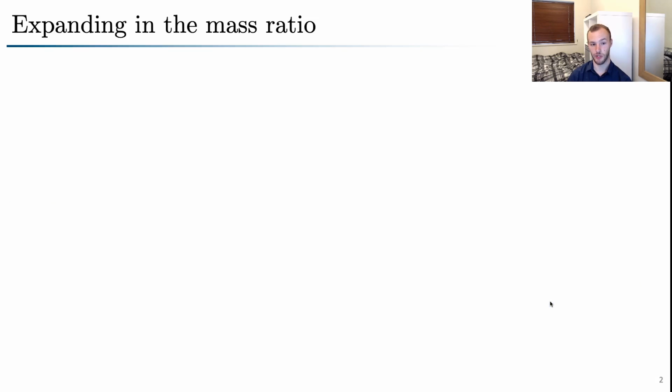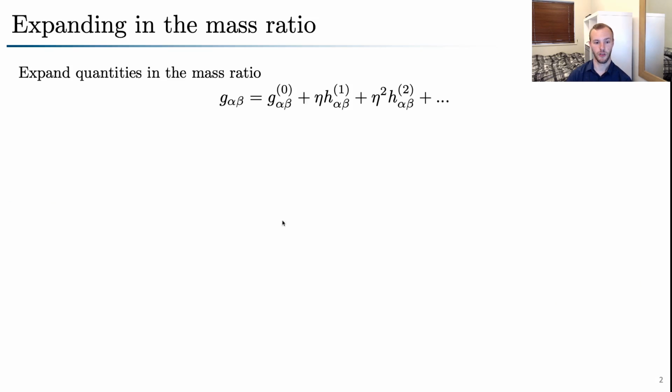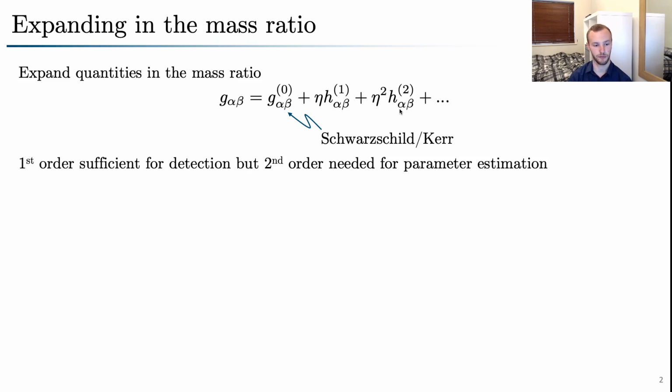So now let's move on to expanding in the mass ratio. We can expand quantities such as the full EMRI metric here in terms of this mass ratio eta. The 0th order is just the background metric, which is just Schwarzschild or Kerr, depending on the central black hole. And then you have these perturbed metrics, and here we've gone to 2nd order. For LISA, 1st order is sufficient for detection, but 2nd order is needed for parameter estimation.